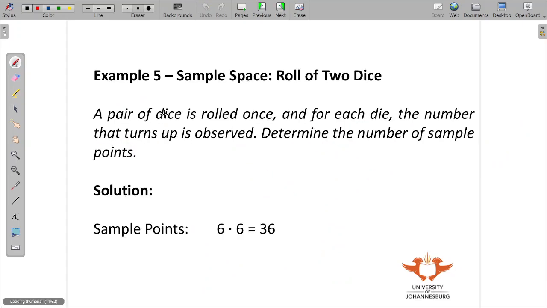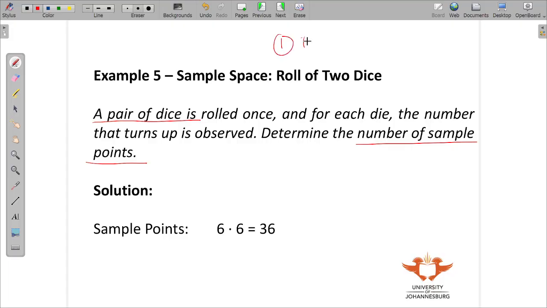Now let's see. Let's take this example. A pair of dice is rolled once, and for each die, the number that turns up is observed. Determine the number of sample points. We want to find the number of sample points. A pair of dice means 2 dice.